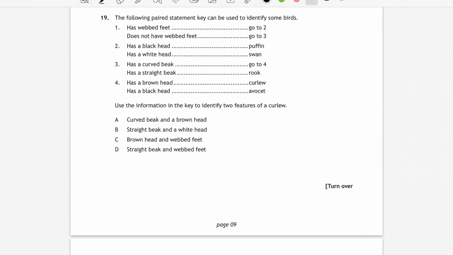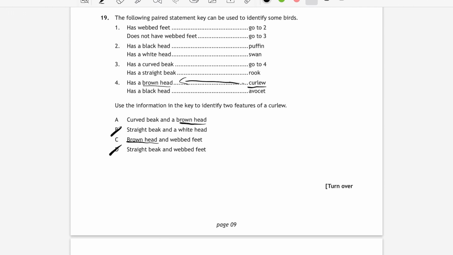The following paired statement key can be used to identify some birds. So we've been given a paired statement key here, and we use the information in the key to identify 2 features of a curlew. Again, pause the video and have a look. So number 19, we are looking at a curlew. If we go back and look over here, it's going to have a brown head. So that's got a brown head there, and there's a brown head there. So that immediately strikes off answers B and D.